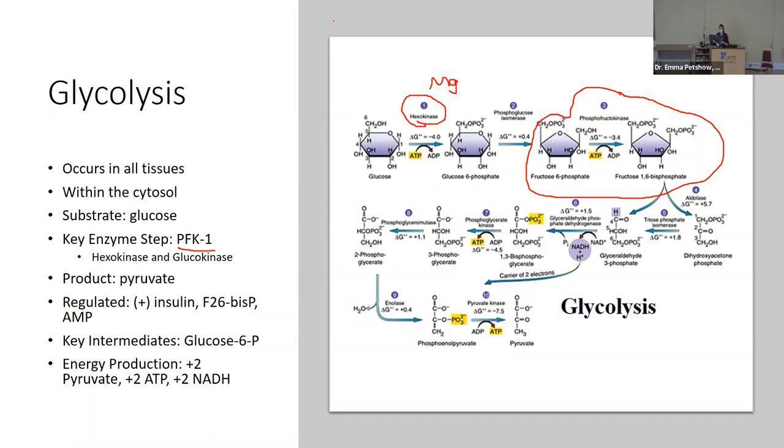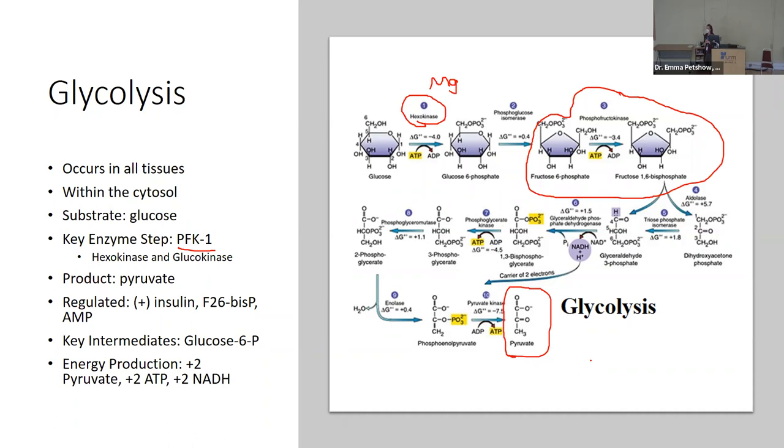So we go through this whole process. We split here into two, and so on. We end up with pyruvate. That's our end product in glycolysis. It's upregulated, meaning it's going to increase this process when we have insulin around, when we have fructose 2,6-bisphosphate around, and when we have AMP. All those three are going to upregulate the process of glycolysis.